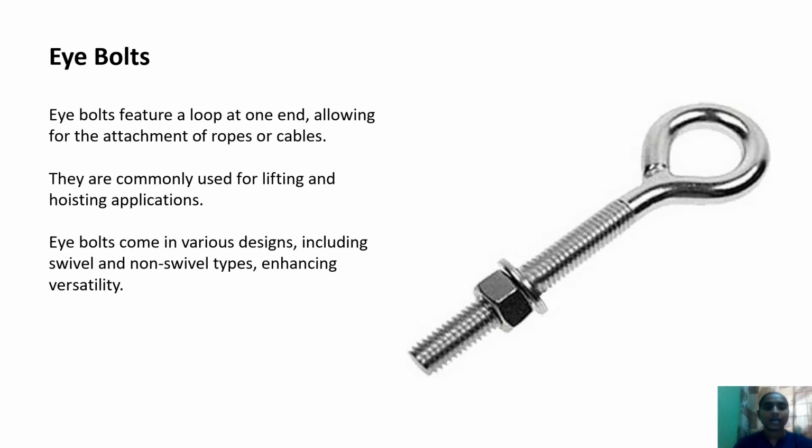Eye bolts. Eye bolts feature a loop at one end, allowing for the attachment of ropes or cables. They are commonly used for lifting and hoisting applications. Eye bolts come in various designs, including swivel and non-swivel types, enhancing versatility.